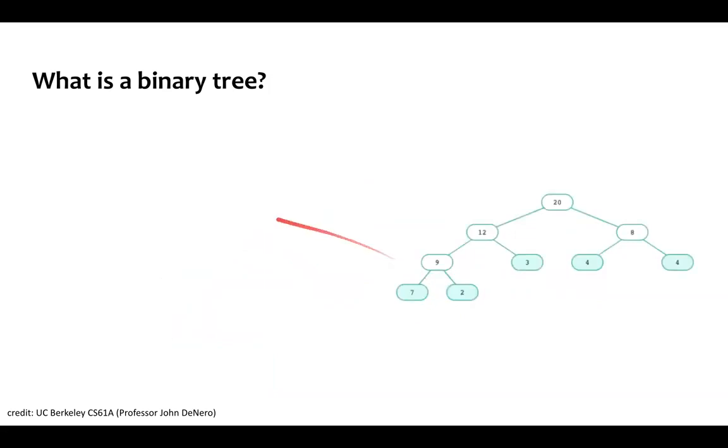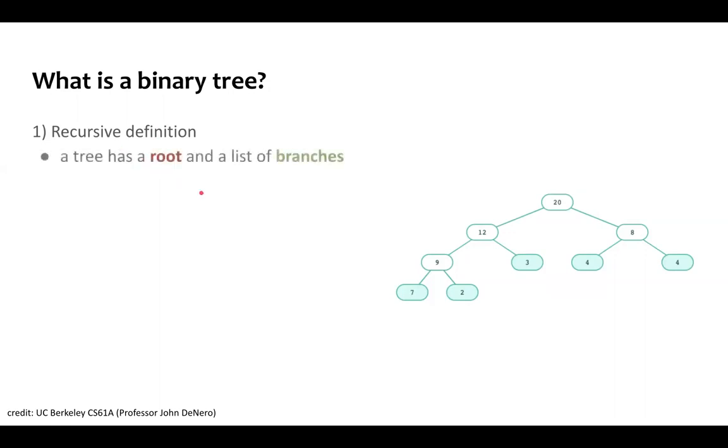And we'll define binary trees more formally. There are two definitions, in fact. The first definition is the recursive definition. I mentioned this definition in one of our previous lectures. We'll talk about this again here.